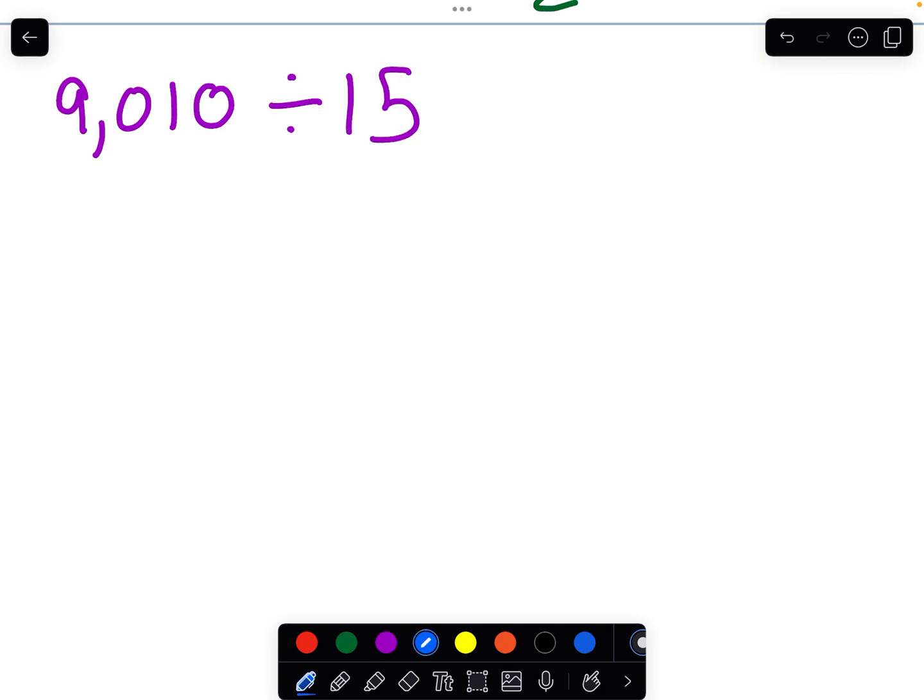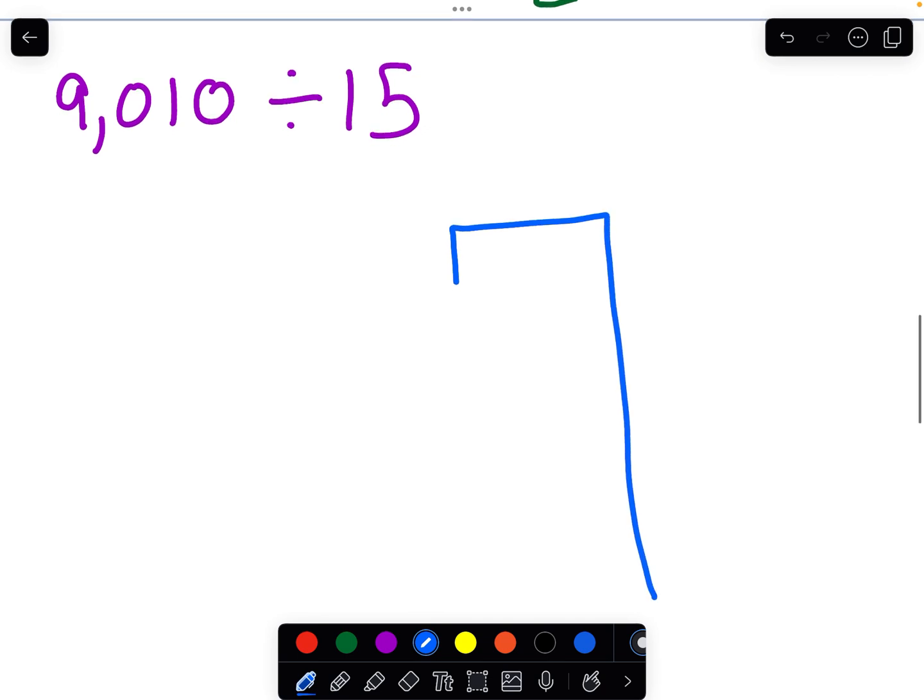Now, a problem like this, I much prefer using partial quotients rather than traditional long division. I used to like long division more, but the truth is I find that people are more prone to mistakes using long division. That's just my opinion here. And so I prefer using partial quotients. So I have 9,010 divided by 15, and I really need to use my friendly numbers today, definitely for this problem.